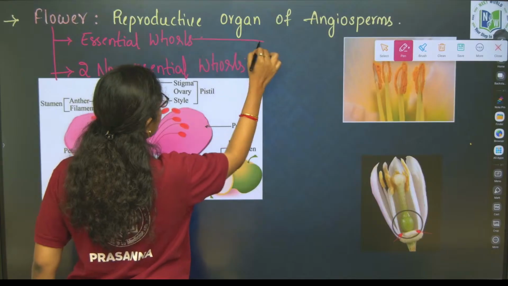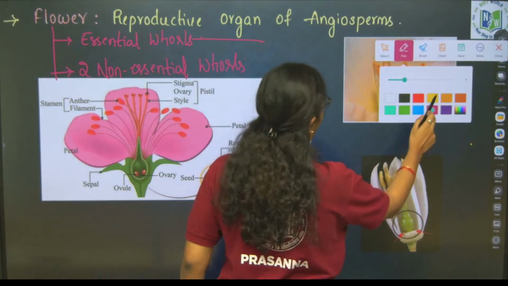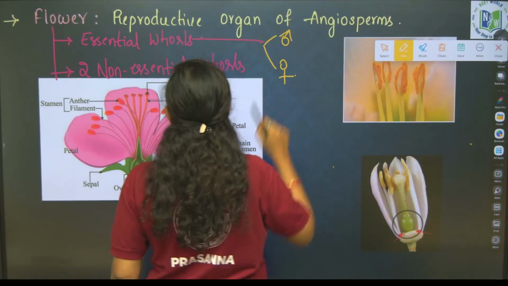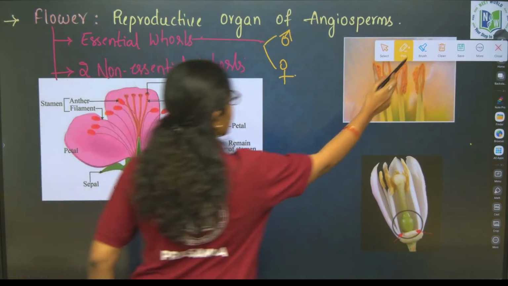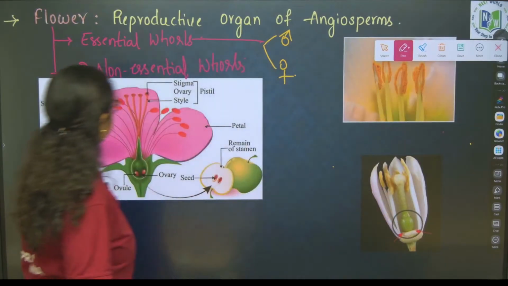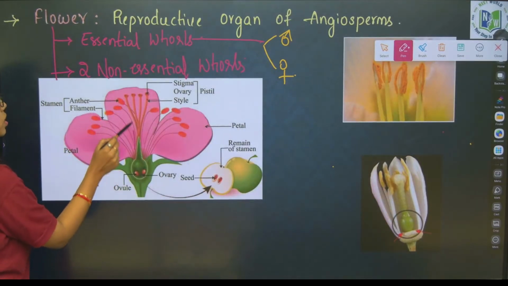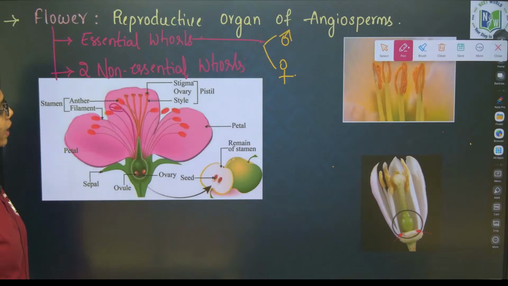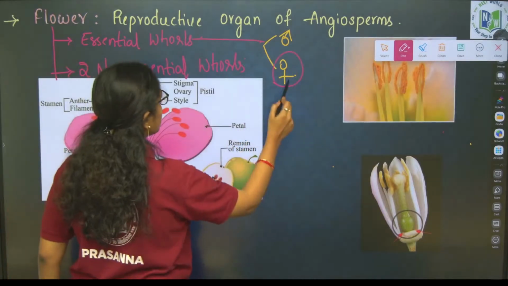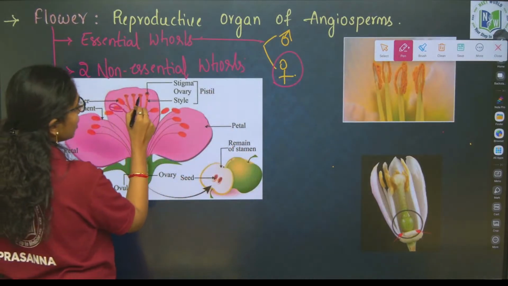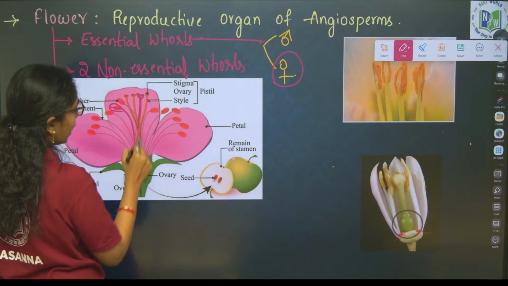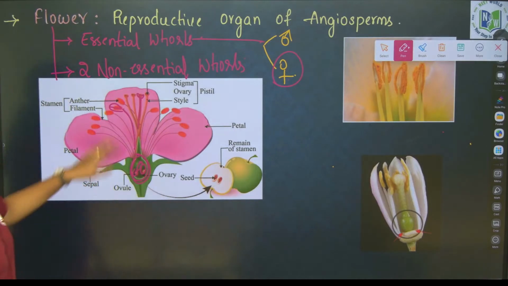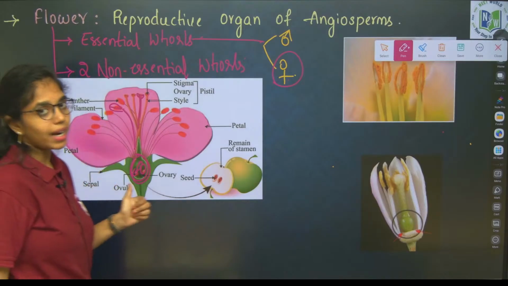Essential whorls include androecium and gynoecium, male and female reproductive structures. Here you can see the androecium clearly. The male reproductive structure has bilobed anther and filament. The female reproductive structure, gynoecium, will be having stigma, style and ovary. Inside the ovary, ovules will be arranged. Non-essential whorls include sepals and petals.